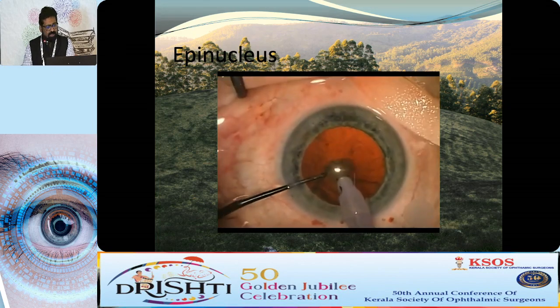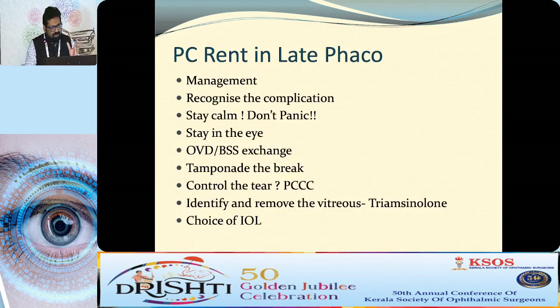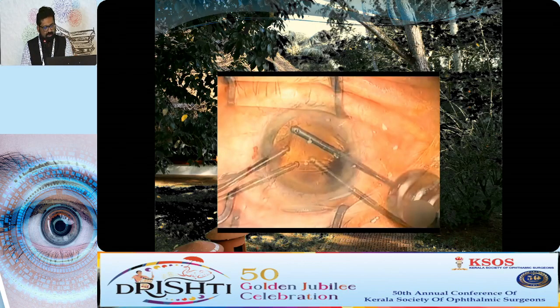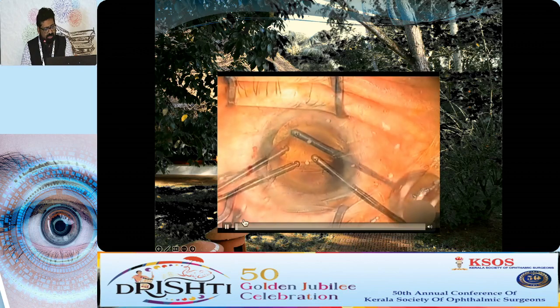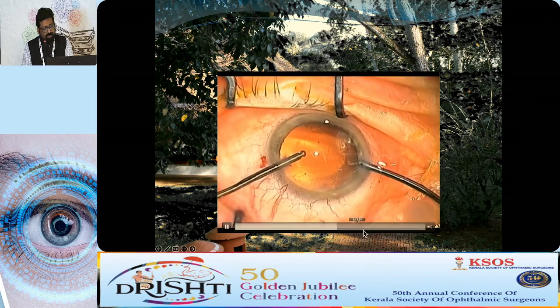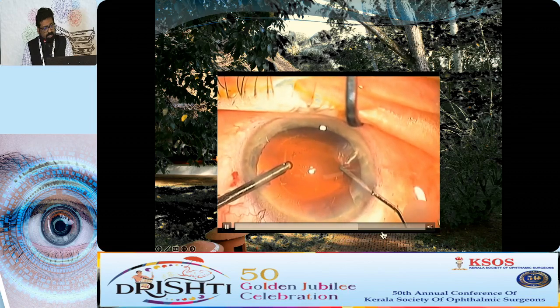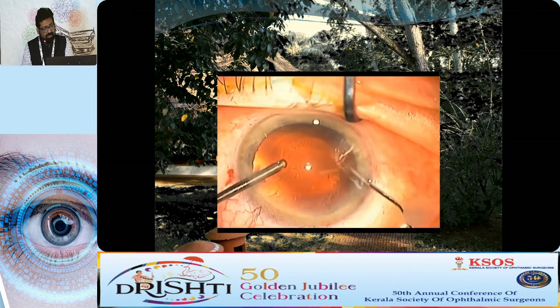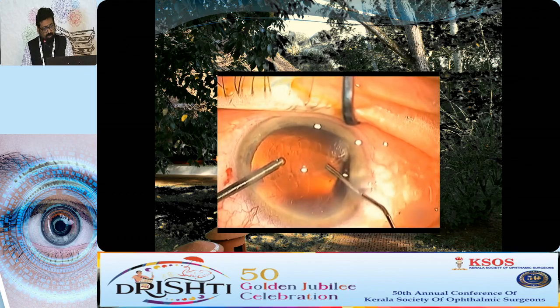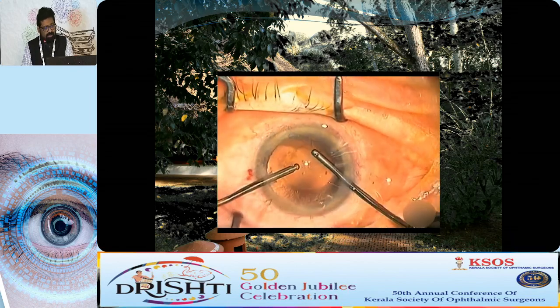Again, similar picture. So in late cases, management: you should recognize the complication, always do an OVD exchange. If possible, control the tear into a PCCC, and use triamcinolone to confirm that all the vitreous has been removed. For example, in this case, you see a rent, and then instead of pulling out, you put in viscoelastic so that the tear doesn't extend, and then go ahead. So the OVD exchange is very important.